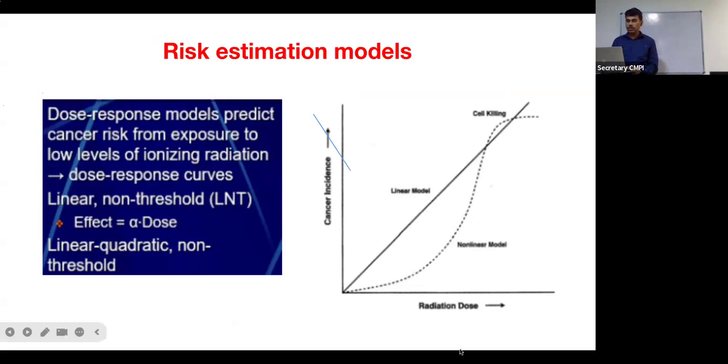Now, a dose response curve has also been formulated. There are different dose response curves available for cancer induction. There is a linear dose response, and again, a linear quadratic. But whatever it is, linear or linear quadratic, you have to note this point, the starting point. They are all NT, LNT or LQNT, non-threshold. That is why it is stochastic. So it starts from there. Linear non-threshold or linear quadratic non-threshold dose response curve for cancer induction.